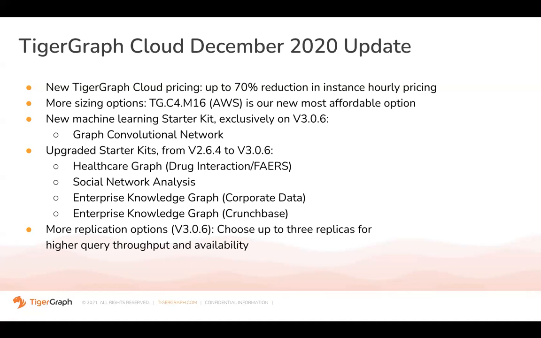And then in terms of starter kits, we actually included one new machine learning starter kit, which is exclusively on version 3.06, the Graph Convolutional Network starter kit. So take a look at that starter kit. You can see how TigerGraph can be used to do graph convolutional network and in-database machine learning. And we also included 4 more starter kits, which were upgraded from 2.6.4 to version 3.06.